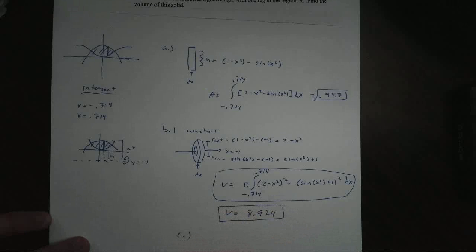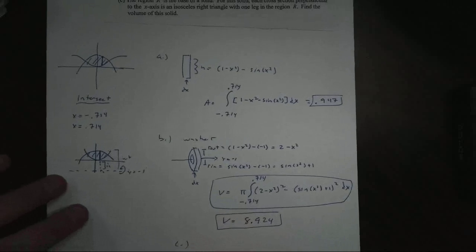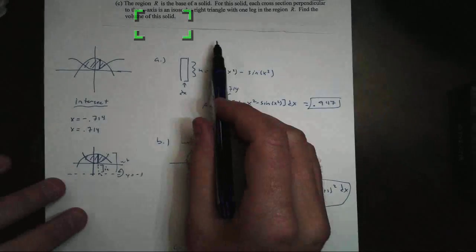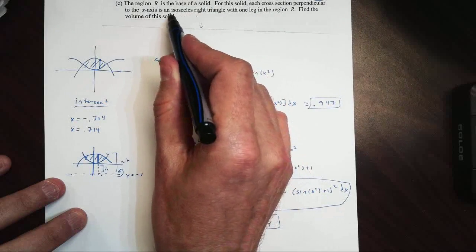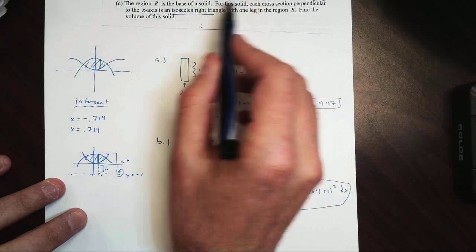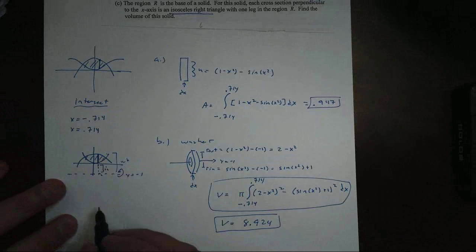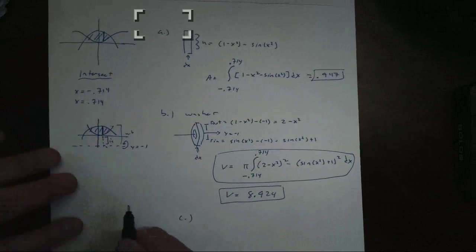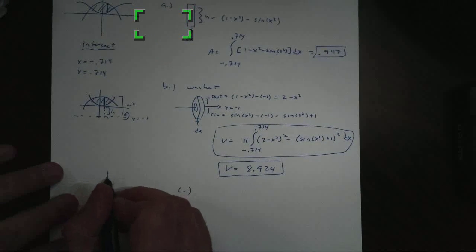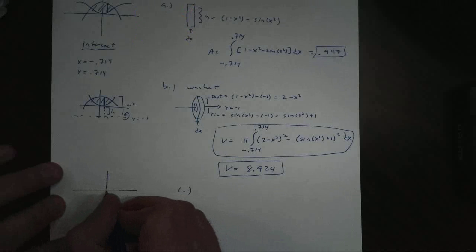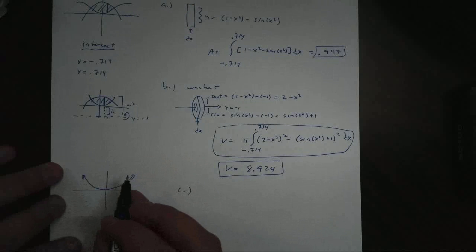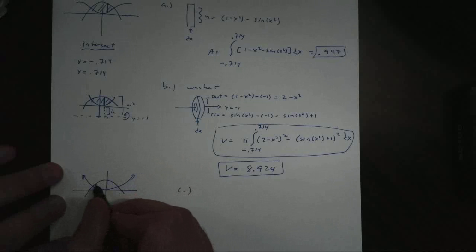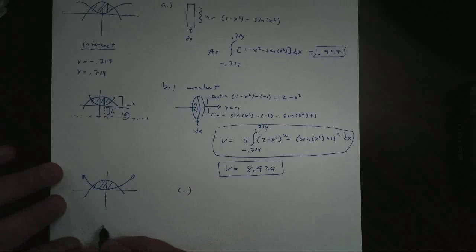Now, part C is our cross section. So for the cross section, in this case right here, we're talking about an isosceles right triangle. Okay, it's perpendicular to the x-axis again. So if I kind of sketch this out, there's our area. There's that sine squared. Here's that parabola. I'm looking for this region. It's a cross section that's a right triangle.